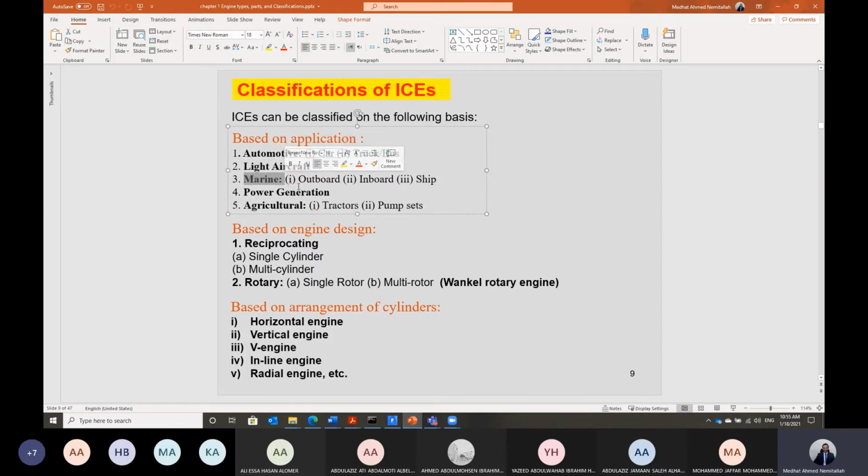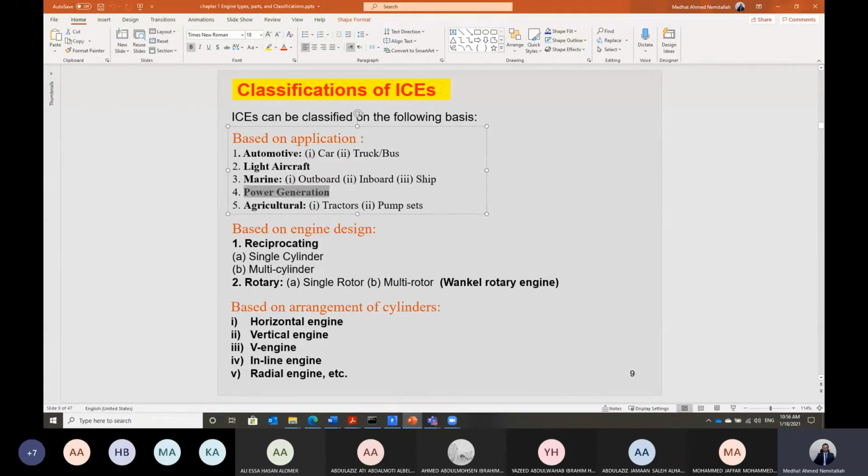It can be used in marine applications, outboard and inboard boats. Outboard means the engine is outside the body of the boat. Inboard means the engine is integrated within the body of the boat, and it can be used also for the ships. As I told you, a diesel engine can run the big ships to propel its propeller shaft to move inside the water.